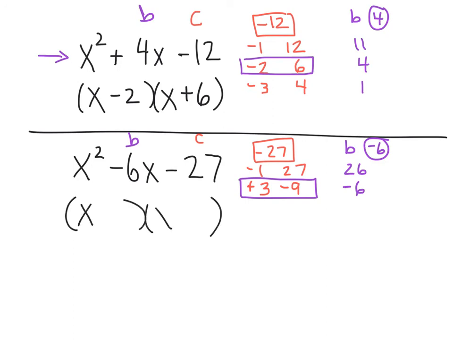So x times x gives us x squared, and we're going to put a plus 3 and a minus 9 for our factors. Again, we got those from right here, put them in. If we were to FOIL or use the array method on this, we would once again arrive back at our original expression. And go ahead and try that if you want to check to make sure that makes sense to you.